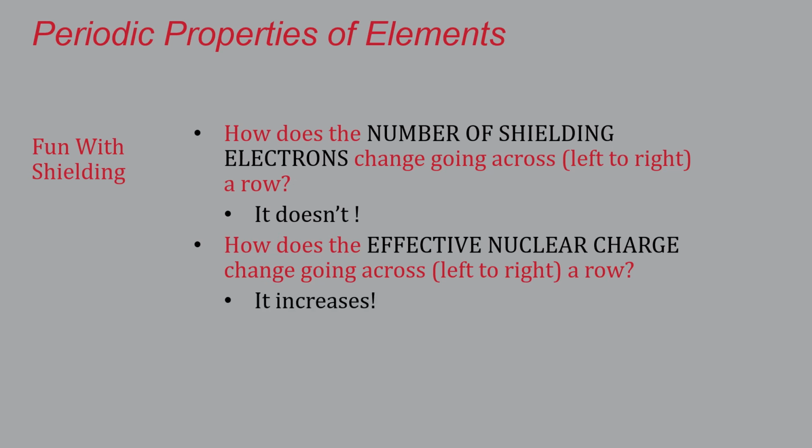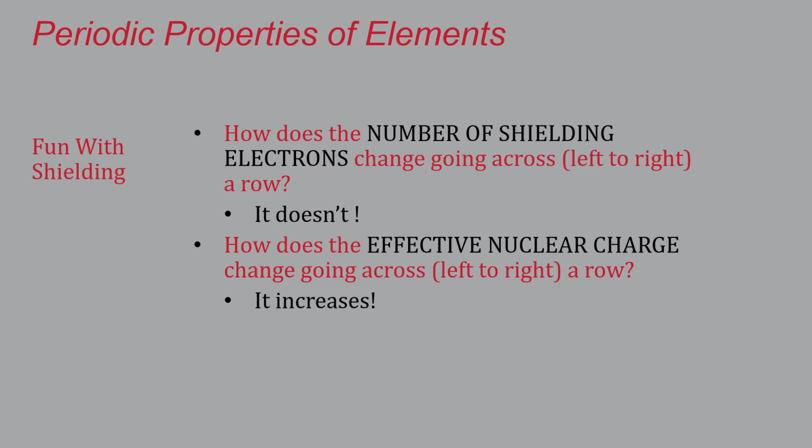So what's happening? Well, we've got the same number of screening electrons, but we are subtracting that constant number from an increasing actual nuclear charge. So the effective nuclear charge goes up by 1 unit for each element. All right, so these two trends are actually very important, and these are ones that you need to know. Shielding electrons remain constant in a row, and the effective nuclear charge actually increases as you go across a row from left to right.